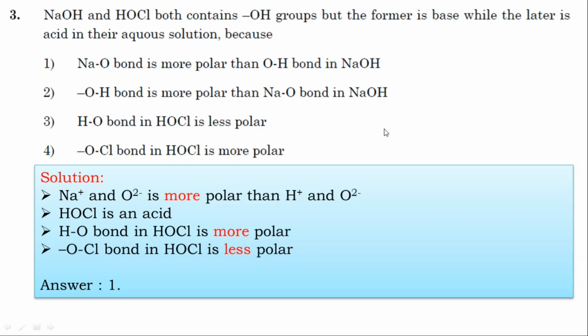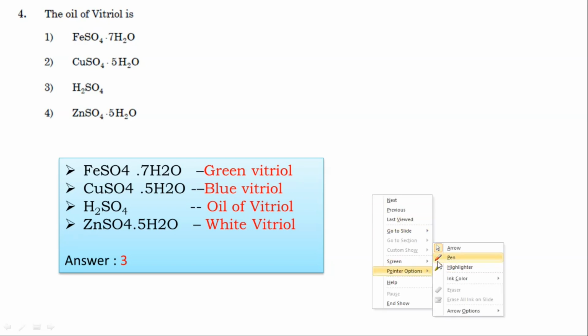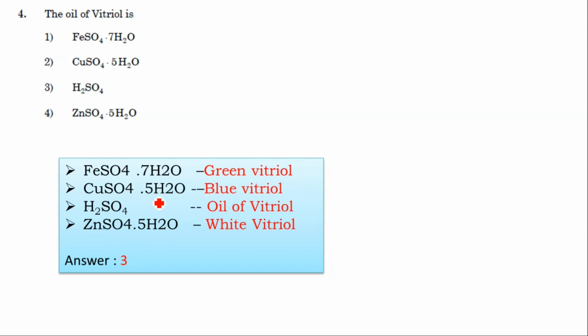Next question. The oil of vitriol is. Listen, there are 4 options given. Ferrous sulfate is called green vitriol, copper sulfate is called blue vitriol, H2SO4 is called oil of vitriol, and zinc sulfate is called white vitriol. So option 3 is correct.